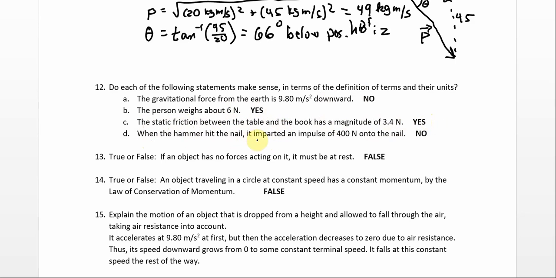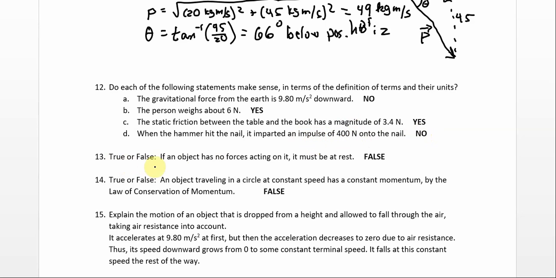When the hammer hit the nail, it imparted an impulse of 400 newtons onto the nail. No, that does not make sense. That sentence doesn't make sense. If we're talking about an impulse, we would have to take newtons, which is how strong the force was, and multiply it by seconds, by how long the hammer was pushing down on the nail. Right? That would be an impulse. So this is not the right units for impulse.